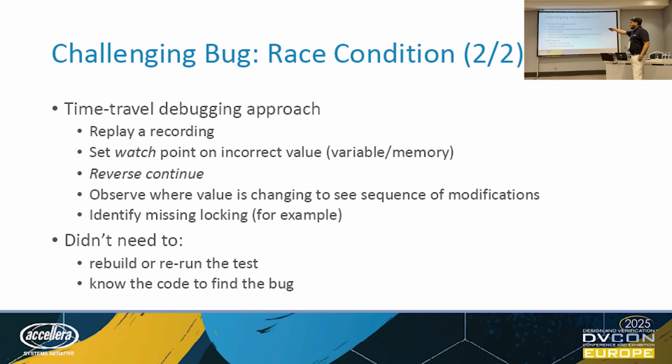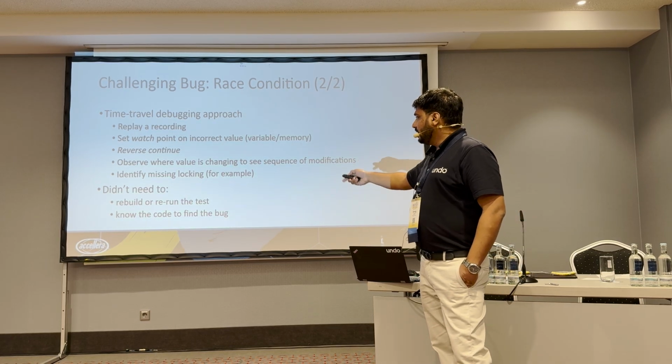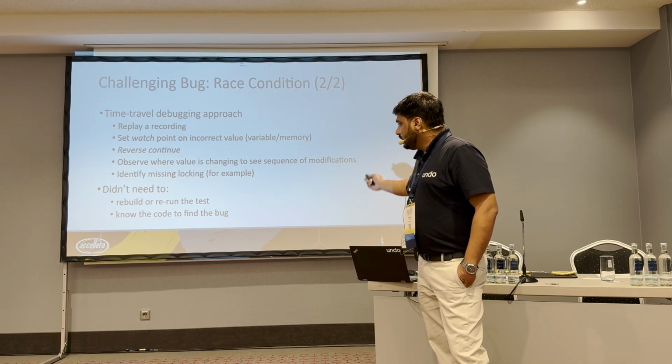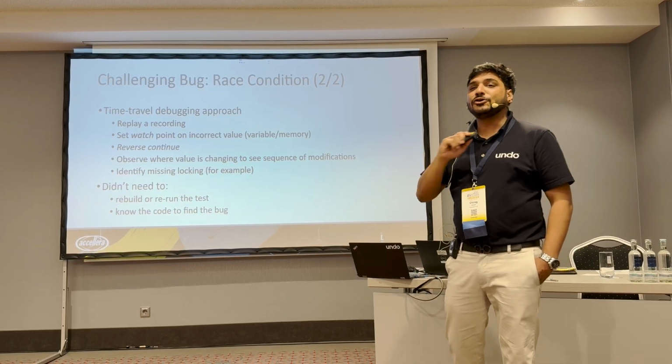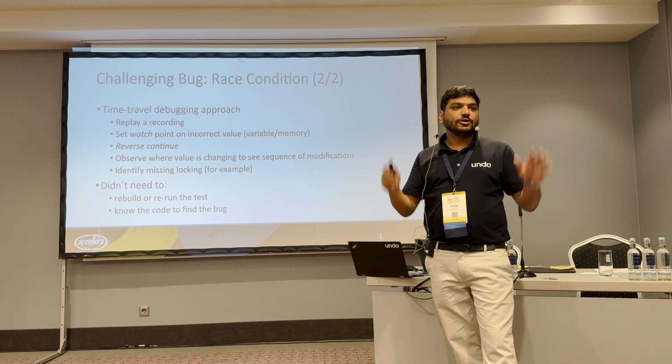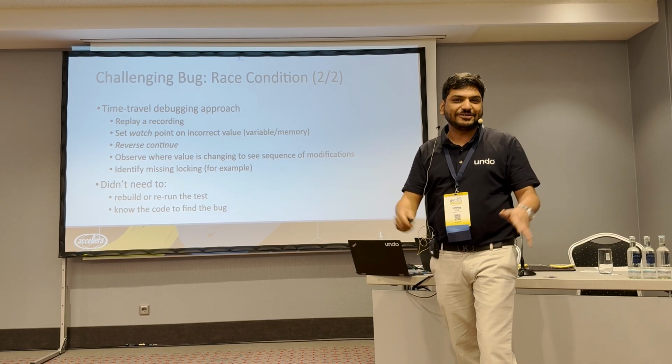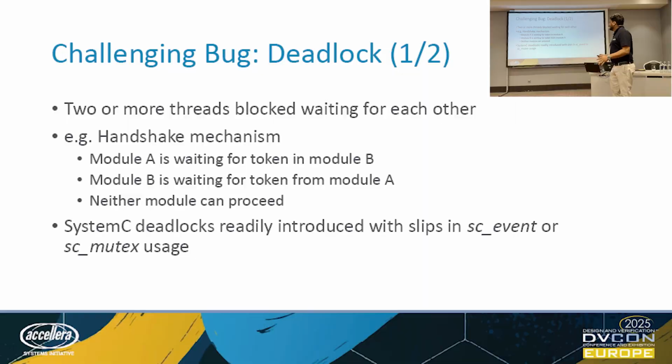So that's what I said. What we do is record this, replay the recording. The last command is actually a helper function. What it does is set a watchpoint on that hardware location of that variable address space, and then it runs a reverse continue till the watchpoint is hit. You can see what changes, what doesn't, and you can identify the missing locking. You didn't have to rebuild anything or rerun everything. If you've got the recording once, that's it. You can query the recording 100 times with different stuff, and you can get all the information that you need.